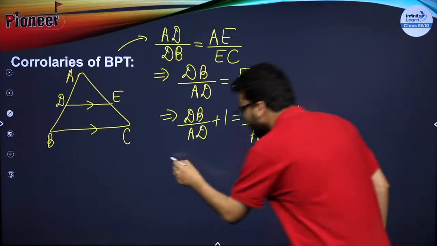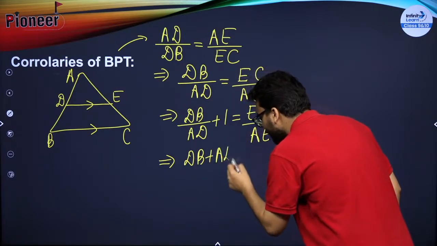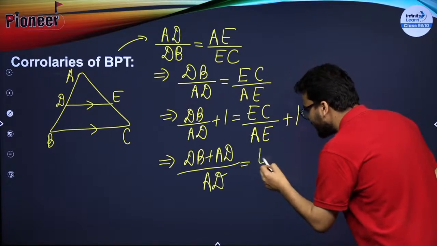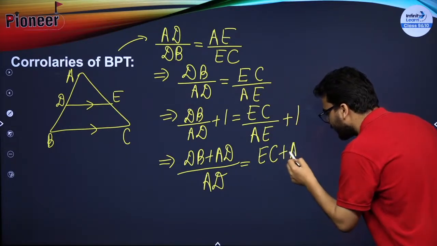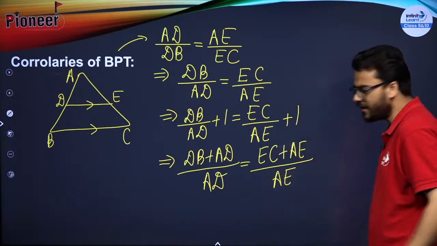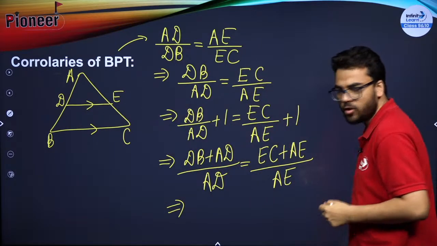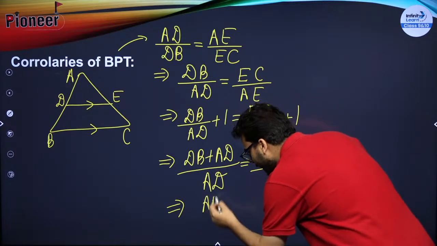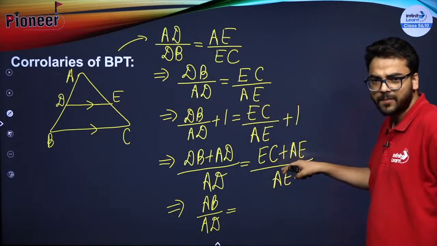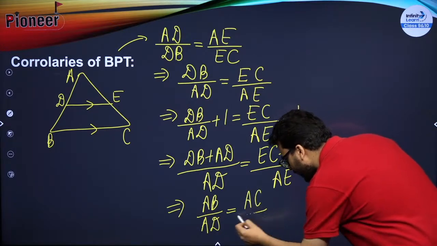Now can I take LCM and simplify? So that will give us DB plus AD by AD is equal to EC plus AE by AE. So basically we are going to get DB plus AD. What is DB plus AD? That is AB over here. So AB by AD we are getting, and that is equal to EC plus AE, that is nothing but AC by AE over here.